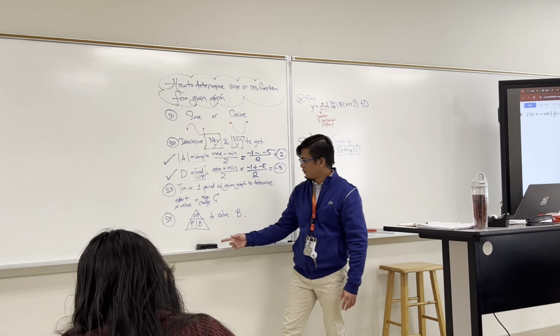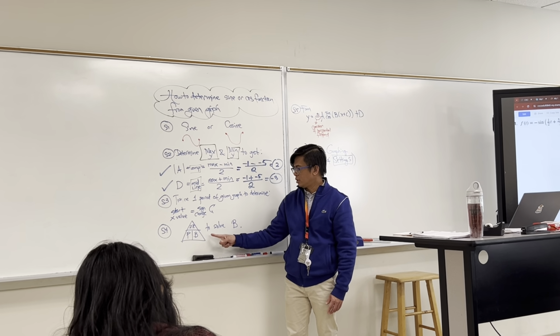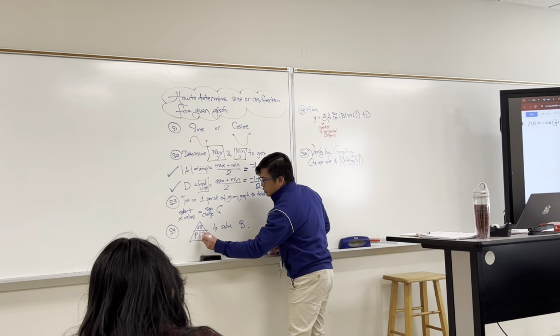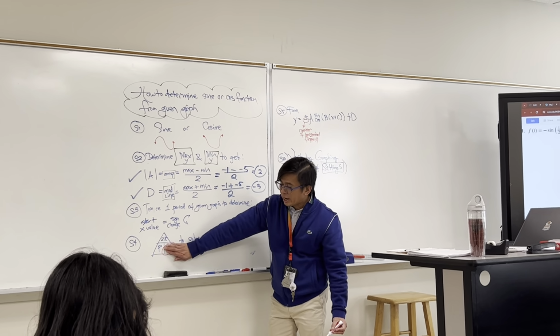Addie, let's read step number 4. 2 pi over P to solve B. Thank you, right? So again, in here, we're solving for B. If you use this triangle formula or mnemonic to solve for B, what are you going to do with 2 pi and P? Divide. Thank you.